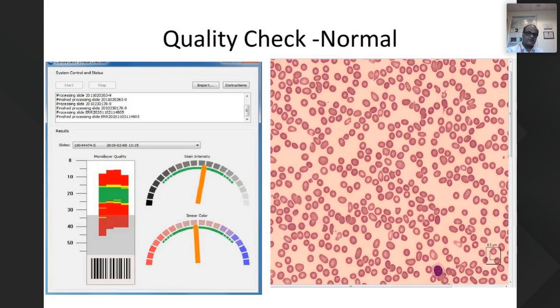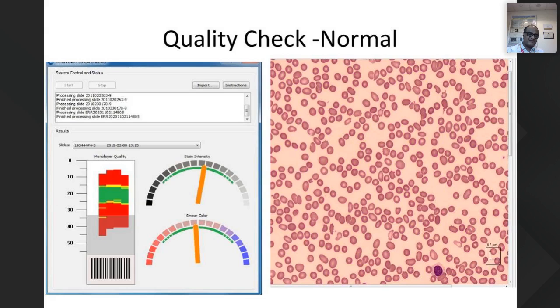I really remember our car speedometers or odometers there. So you have meters with a barcode over there, which talk about the stain intensity and the stain color. And this is a good one because it is showing in the green zone itself. Now let us talk about the slide here with the barcode. You have the red, green and yellow zones.